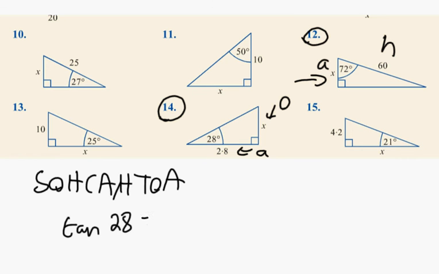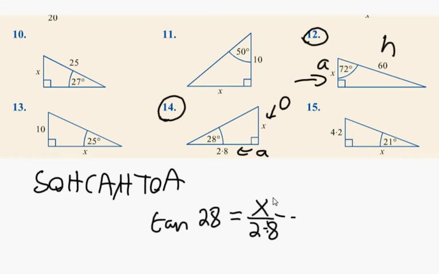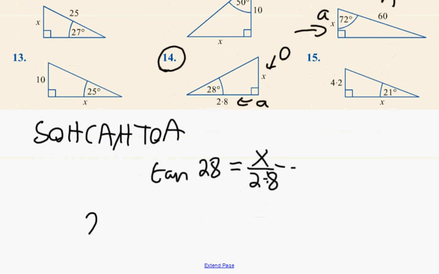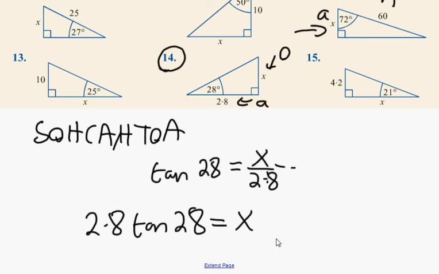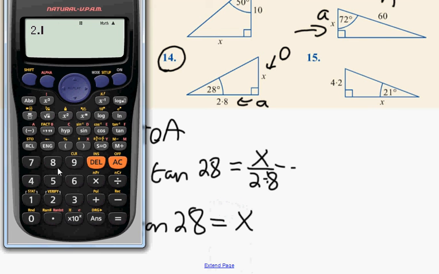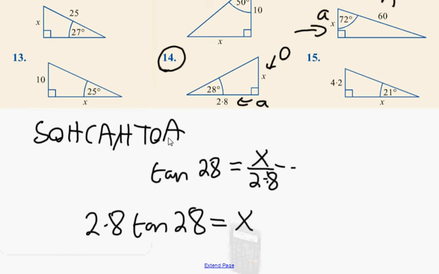Equals what? X over. And then what happens next? 2.8 tan 28 equals X. Put it in. And what you get? 1.488. Does 88 round up to 90 or down back to 80? 90. So 1.490, 1.49. Okay, 1.49. There you go.